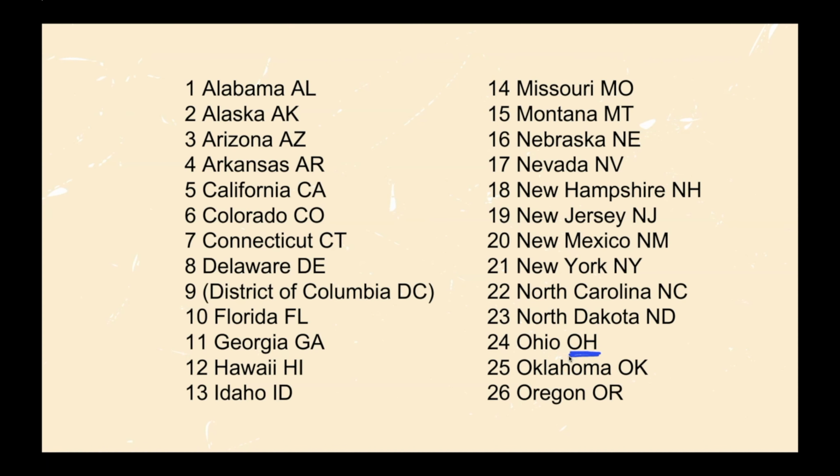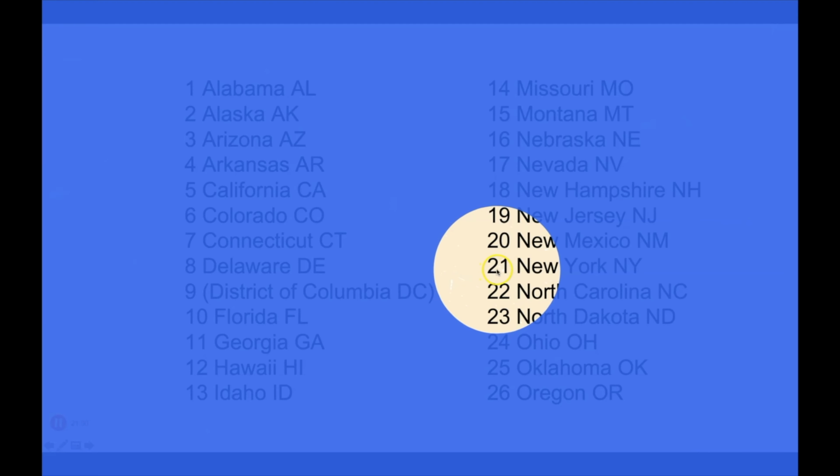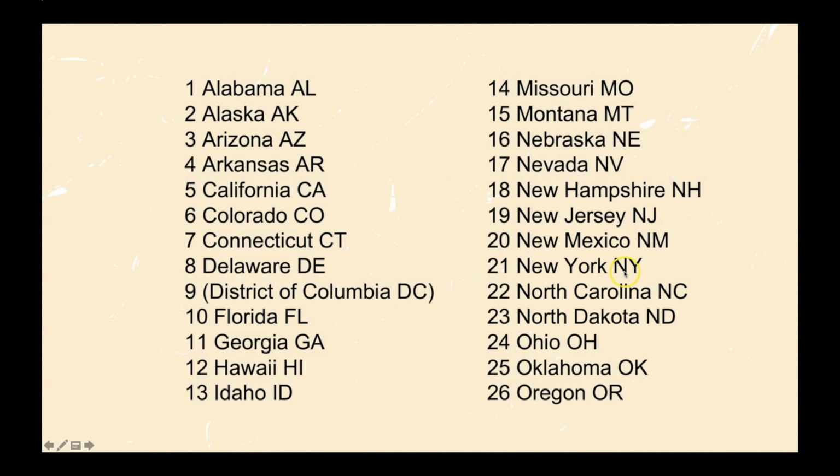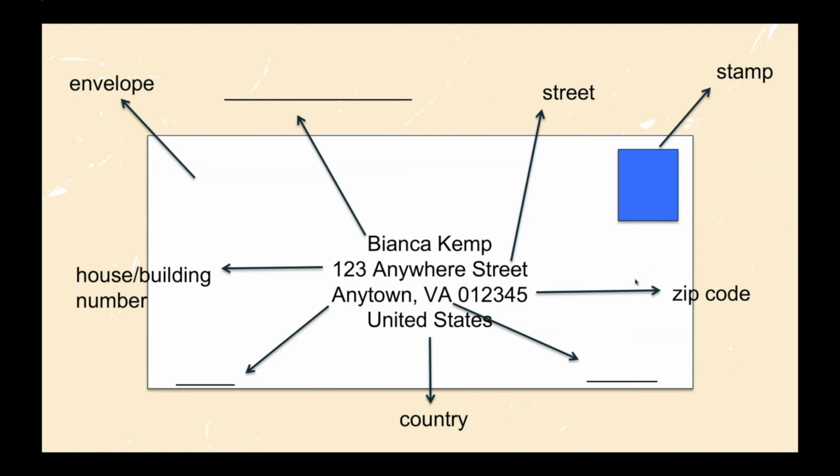Let's look at one more. 21. It's a famous place, famous state. 21 is what? New York. The two letters, both capital, okay? The two letters for New York are what? Correct. N and Y.